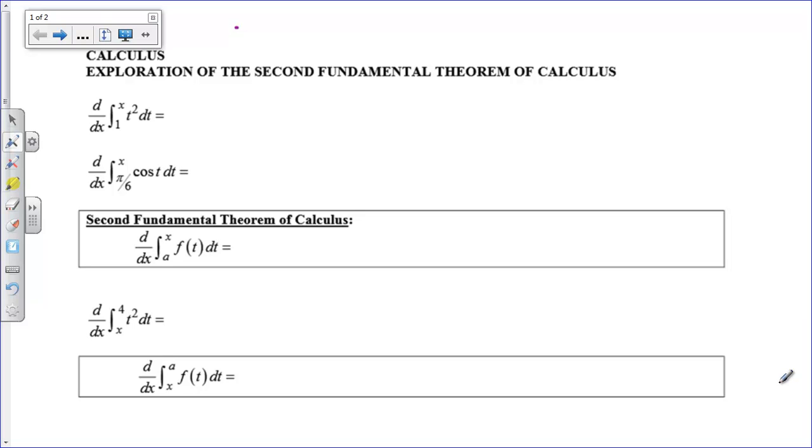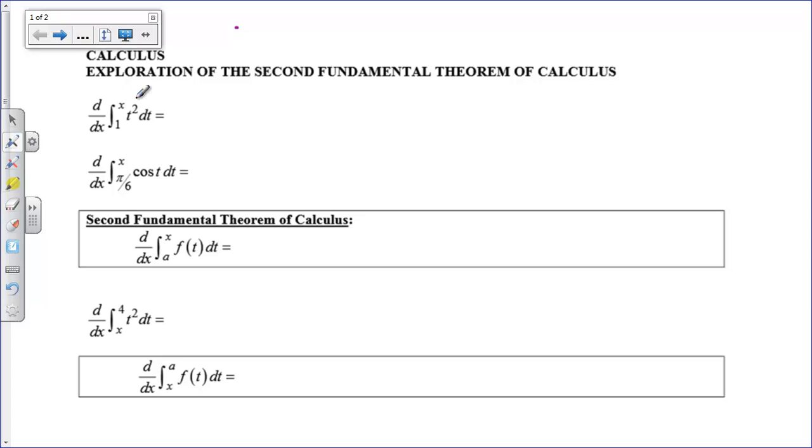Today we're going to take a look at the second fundamental theorem of calculus, which is really just the FTC part 2. And we're going to investigate something before we actually state it. So let's say that I want to take the derivative of an integral. Now I know that sounds crazy, but we can actually do this.